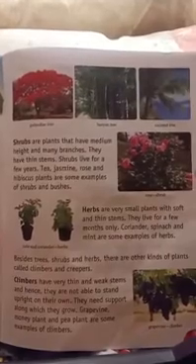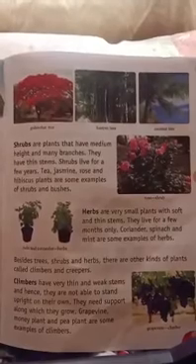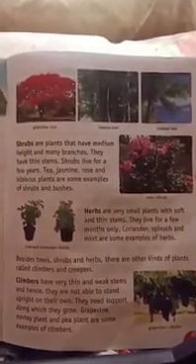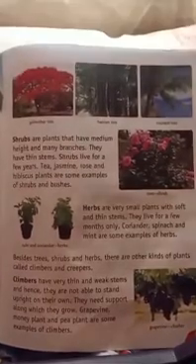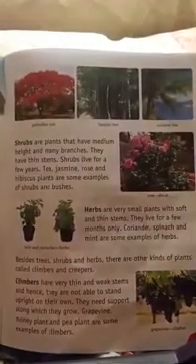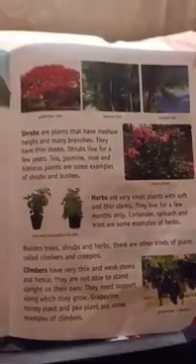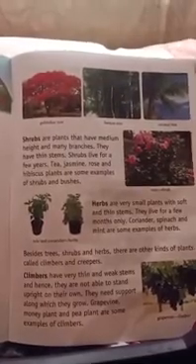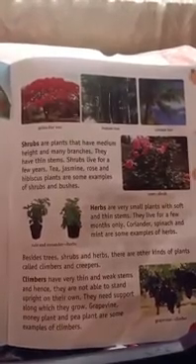Shrubs are plants that have medium height and many branches. They have thin stems. Shrubs live for a few years. Tea, jasmine, rose and hibiscus plants are some examples of shrubs and bushes. Plants like trees, shrubs, herbs, climbers, all these plants are very different from each other. Big tall plants like golmohar tree, banyan tree, coconut tree and many other big plants live for long years.